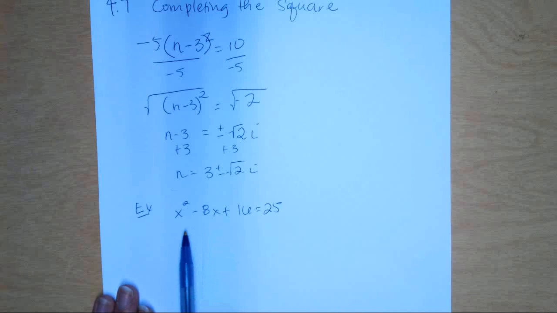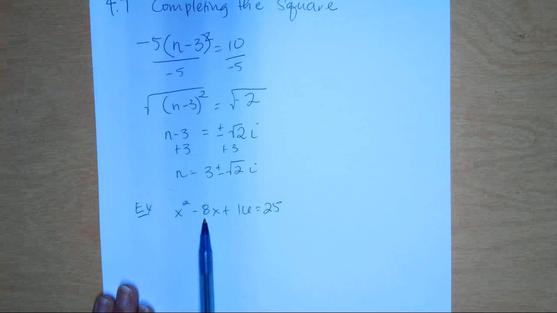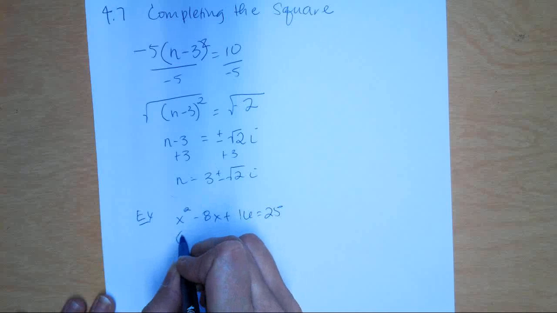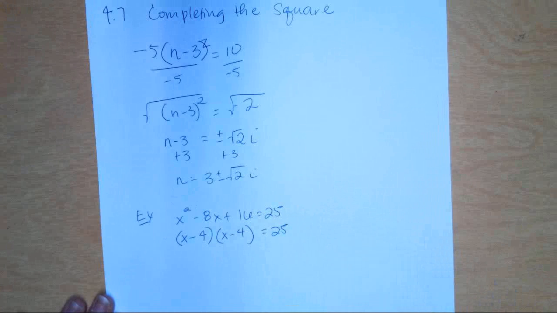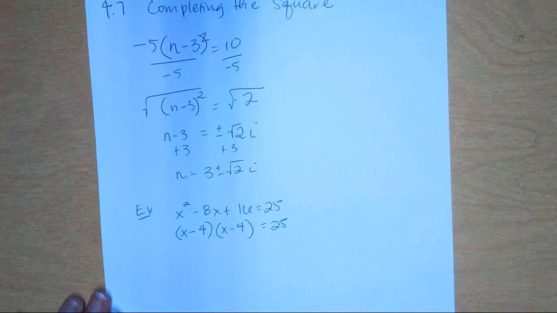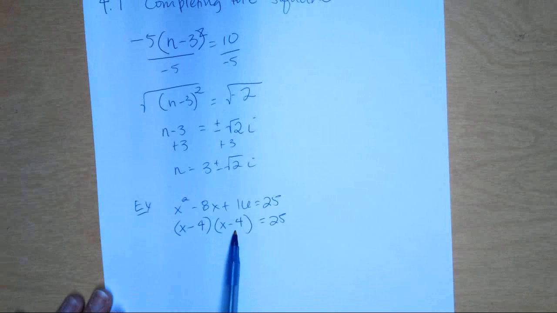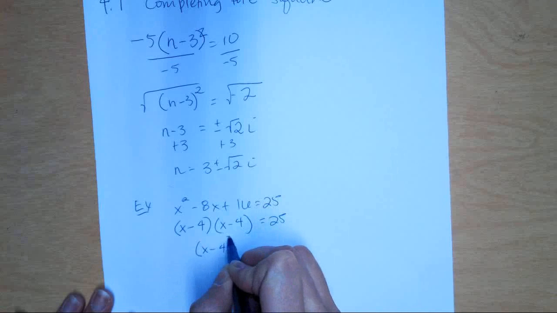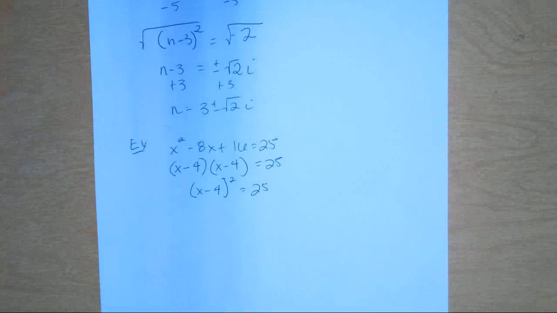Now, this one is actually set up nicely because if we look at just the left-hand side and we factor, what are the factors of 16 that add to give you negative 8? Negative 4 and negative 4. Just hang on a second, you'll see. If we have x minus 4 times x minus 4, we could also write that as x minus 4 squared equals 25. And now it's just like the form that we had in the previous problem for 4.6 that you're supposed to know how to do.